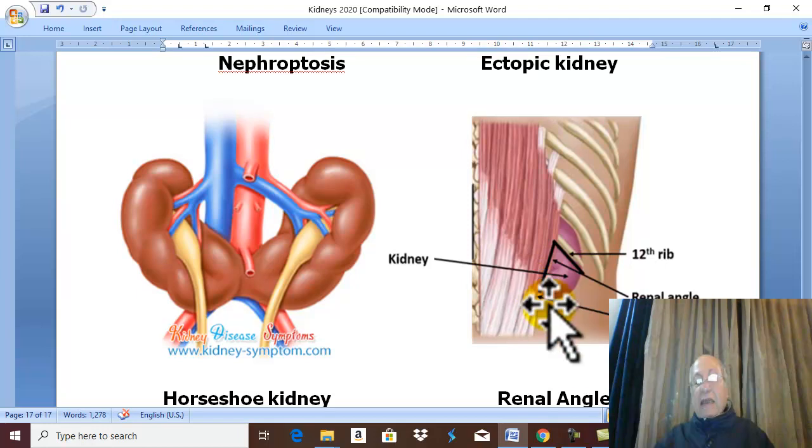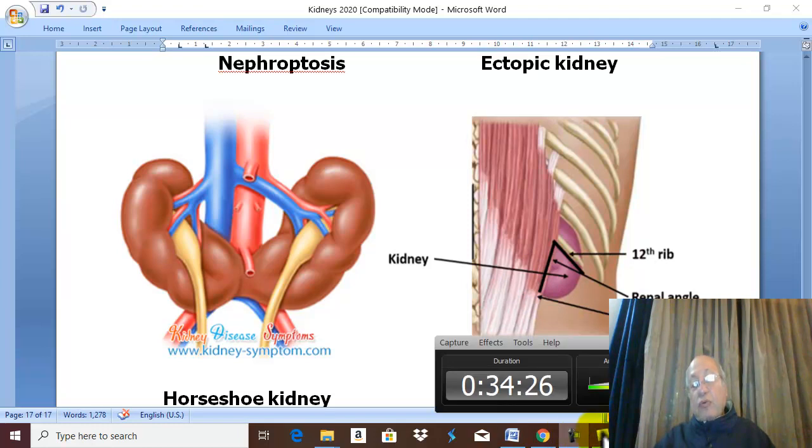This is the applied and clinical anatomy of the kidney. Thank you for good listening and good luck.